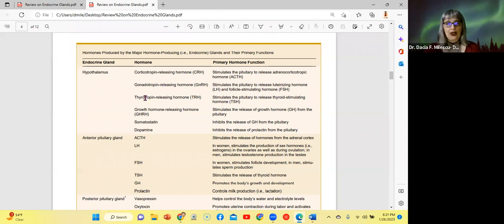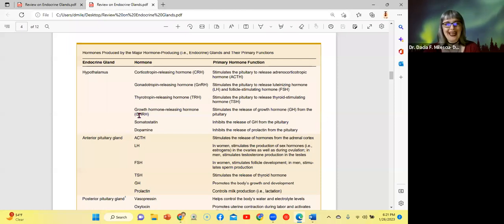Now, let's go over thyrotropin releasing hormone. This is all a review because I showed it to you in the image, and now we're reviewing it in the chart format. So, thyrotropin releasing hormone from the hypothalamus is going to stimulate the anterior pituitary to release TSH, thyroid stimulating hormone, which then stimulates the thyroid gland to release T4 or thyroxine, which regulates your metabolism.